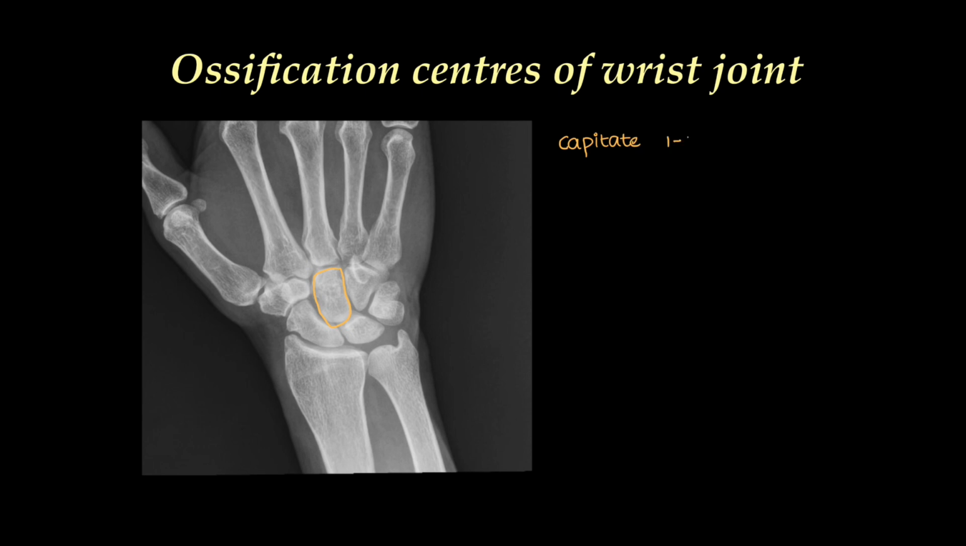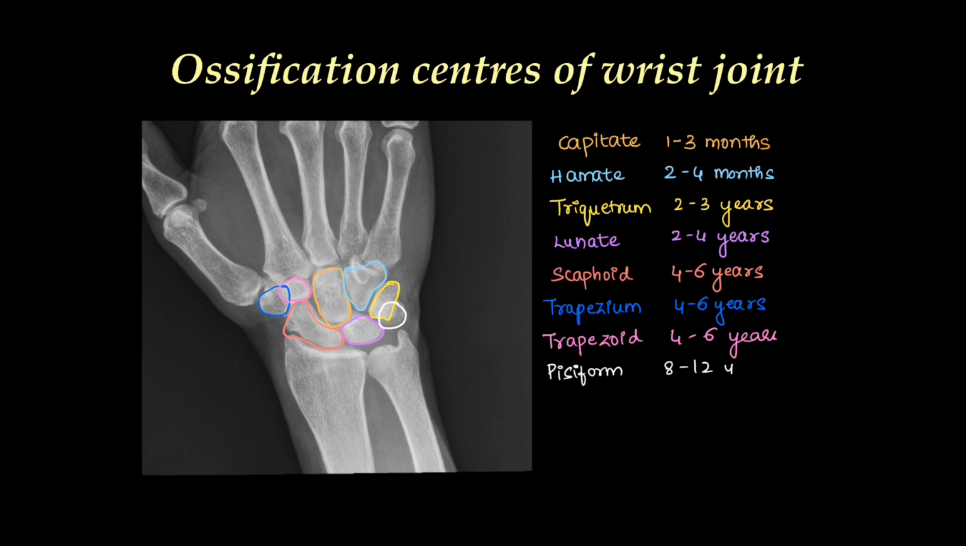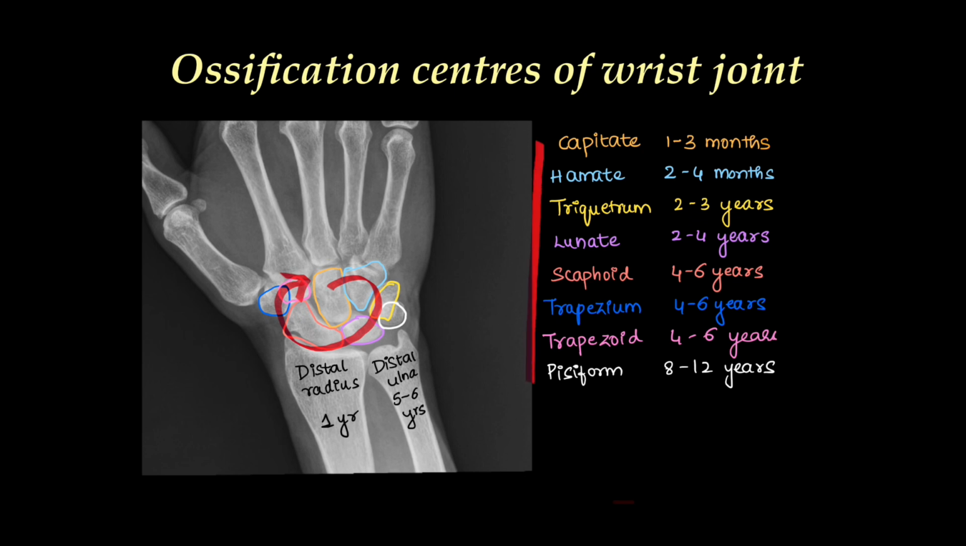Coming to ossification centers of wrist joint, the capitate ossifies at 1 to 3 months, hamate at 2 to 4 months, triquetrum at 2 to 3 years, lunate at 2 to 4 years, scaphoid bone at 4 to 6 years, trapezium also at 4 to 6 years and trapezoid bone also at 4 to 6 years. The pisiform ossifies late in life, that is 8 to 12 years. Distal end of radius is ossified at 1 year and distal end of ulna is ossified at 5 to 6 years. So if we notice, the ossification starts from capitate, goes clockwise up till the trapezoid bone.